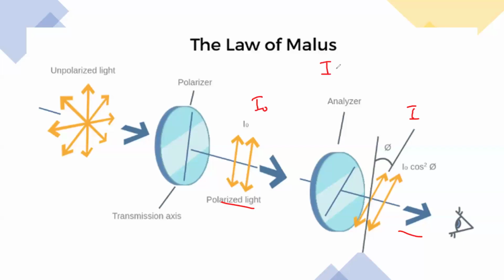So this intensity is I naught, this intensity is I. How do we relate them? We relate I equals I naught cos theta whole squared, that's also fine. Theta or phi, here it's shown as phi, but it can be theta as well. It's the angle between the polarizing filter and the polarized light. It is used to find what intensity of a light will pass through the analyzer. That's it.